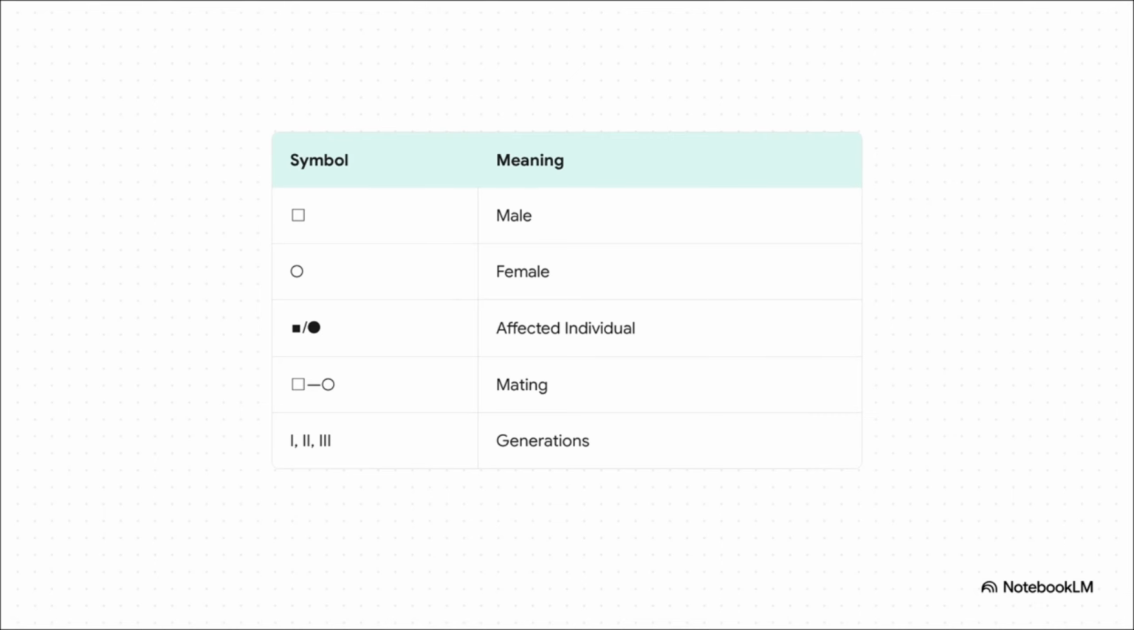So here it is, all in one place, your official pedigree decoder key. Squares for males, circles for females. Shaded means they have the trait, and a few simple lines show you who's related to who. With just these symbols, we are officially ready to map out pretty much any family's genetic history.